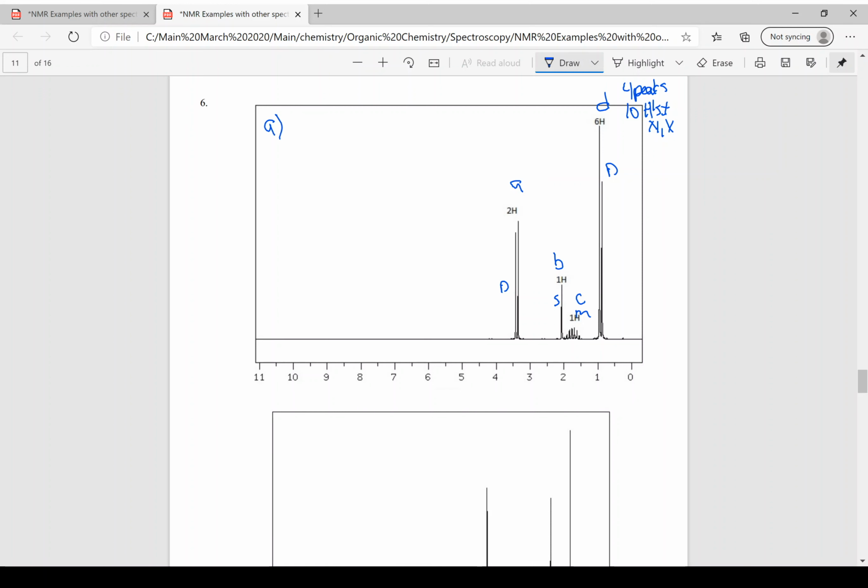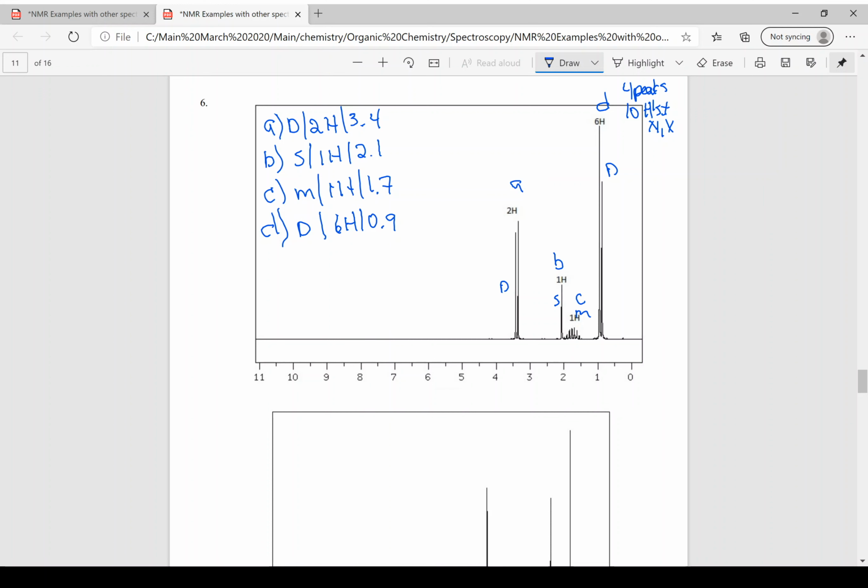So A is a doublet that integrates for 2 hydrogens, and where am I at? Between 3 and 4, so 3.4. To me that says I'm next to an oxygen or somebody electronegative. B is a singlet that integrates for 1 hydrogen, around 2.1. C is a multiplet that integrates for 1 hydrogen, and the center of that is about 1.7. And then D, I have a doublet that integrates for 6 hydrogens, and that is about 0.9.